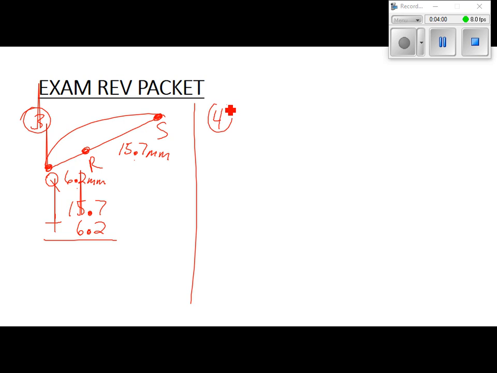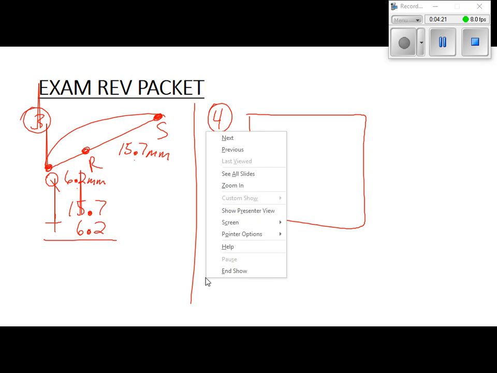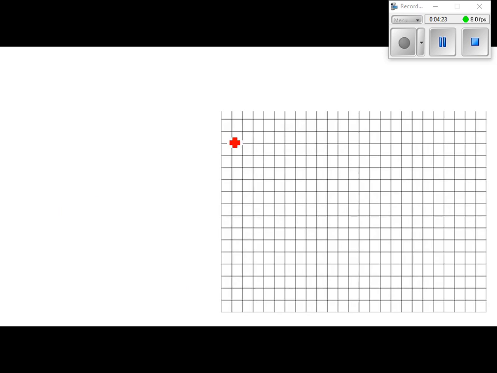Number 4 says, which geometry term is modeled by a thumbtack on a bulletin board? So if this is my bulletin board, and I have that as my thumbtack, what are we dealing with there? And you can pick out the answer for that one. Number 5.